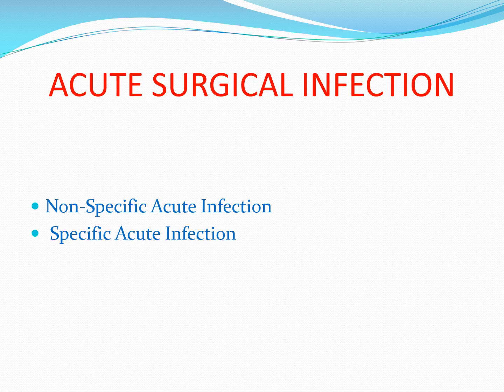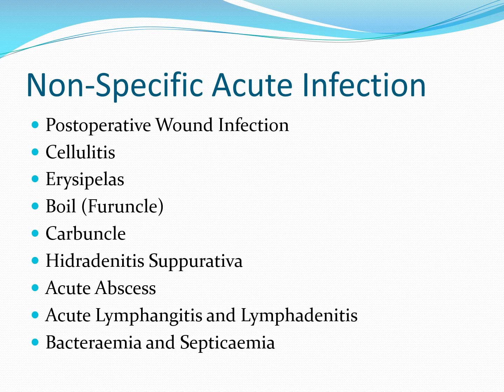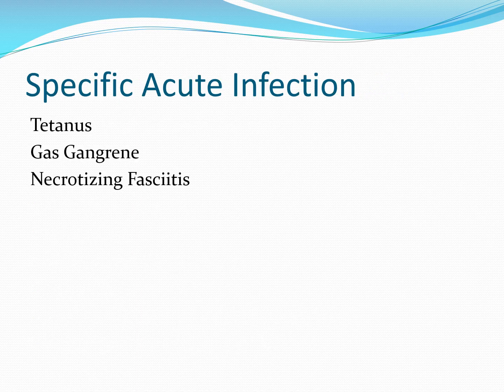Acute surgical infections can be divided into non-specific acute infection and specific acute infection. The non-specific acute infections are in the form of post-operative wound infections, cellulitis, erysipelas, boils, carbuncles, hidradenitis suppurativa, acute abscess, acute lymphangitis and lymphadenitis, bacteremia and septicemia. All of them are non-specific types of infection. The specific acute infections are represented by tetanus, gas gangrene, and necrotizing fasciitis.